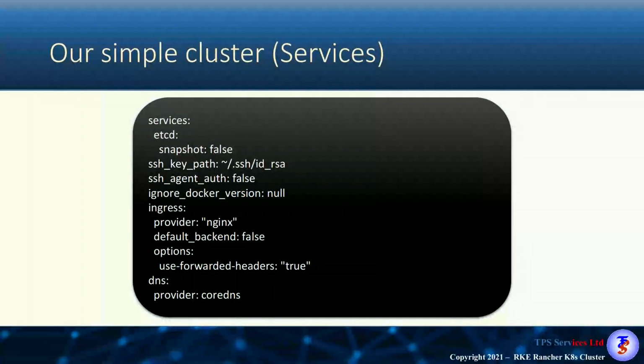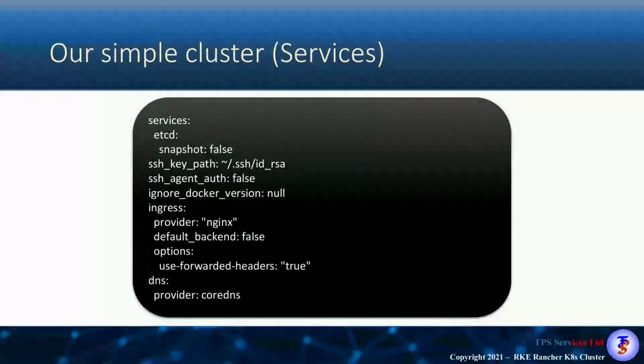Whether I want to use SSH agent authentication, in this case I've told it false, so that it uses the keys that I've specified in here, not the ones that are used by the user that's running the system. Ignore Docker versions, null. In this case, if we set it to null, we're saying allow any Docker version, we don't care. If you need to set versions and you want to tell it to ignore or not build on servers that have a particular version of Docker, put those versions of Docker in there as an array.